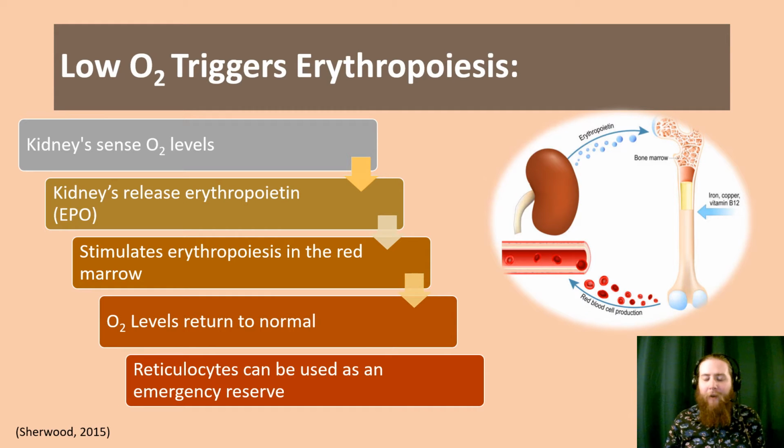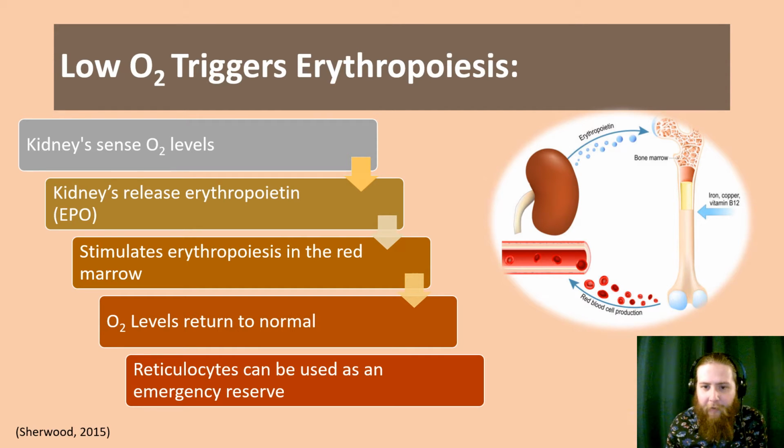So what determines when we're going to make these red blood cells? Well, low oxygen, the thing that is carried inside of these red blood cells, probably means we don't have enough of them. So this triggers this process of erythropoiesis, and erythropoiesis means making blood. So the kidneys, not the bone marrow, the kidneys is what actually senses these oxygen levels, and they are going to release erythropoietin, which is abbreviated EPO.